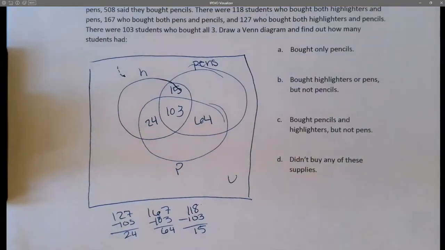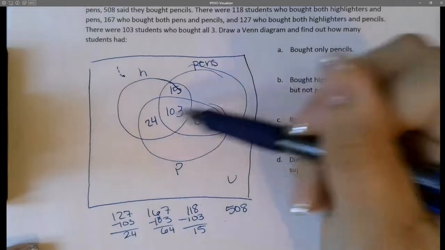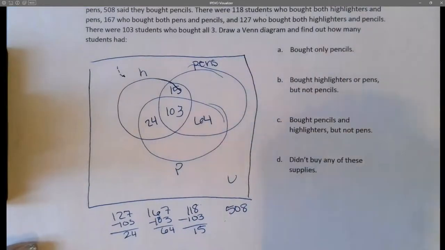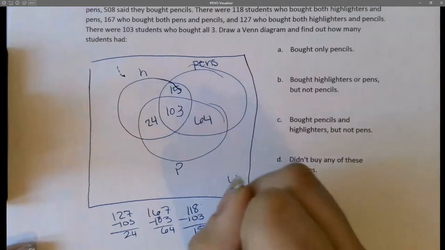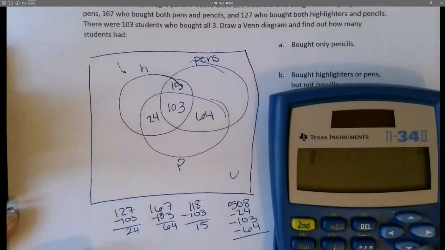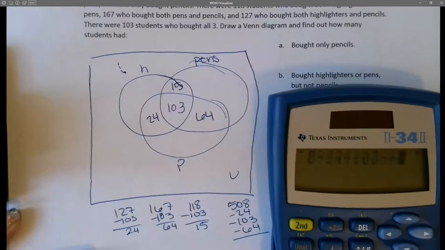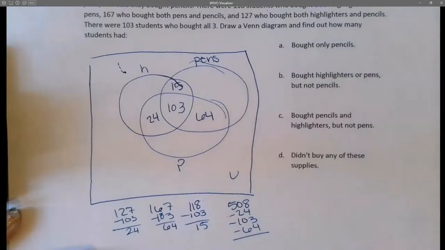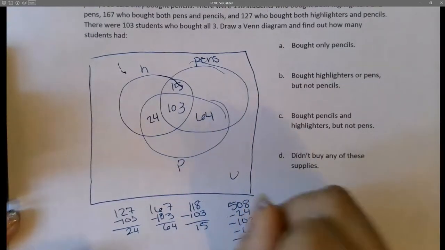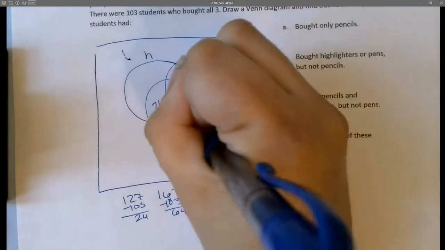Okay. Then the next thing tells me 508 total people bought pencils. So I have 508, and I want to subtract the 3 numbers I already have inside the pencil circle. So I'm going to subtract 24, 103, and 64. That one I cannot do so easily in my head. 508 minus 24 minus 103 minus 64 gives me 317. So I have 317 people who bought only pencils.